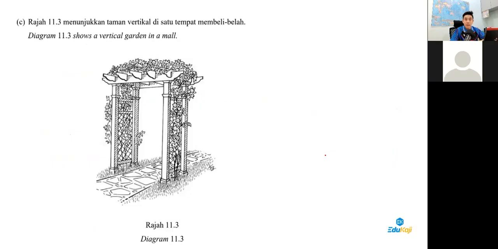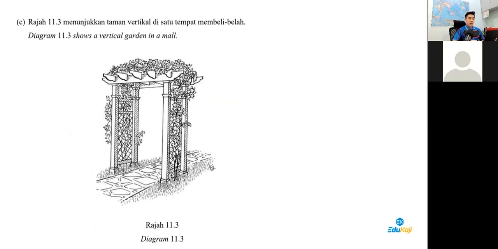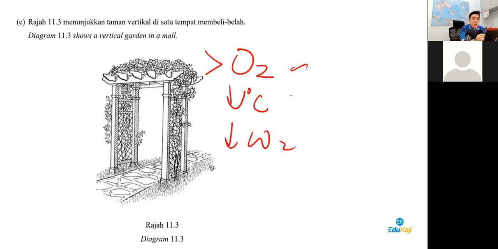Now, this is what we call a vertical garden. Okay, a vertical garden, they grow upwards. So construction of vertical gardens are highly encouraged. The advantage, as you can see for yourself, it doesn't use up too much space. Okay, and something that is empty now has this, so it means it releases more oxygen, reduces temperature, reduces carbon dioxide. Here you got 3 points already.